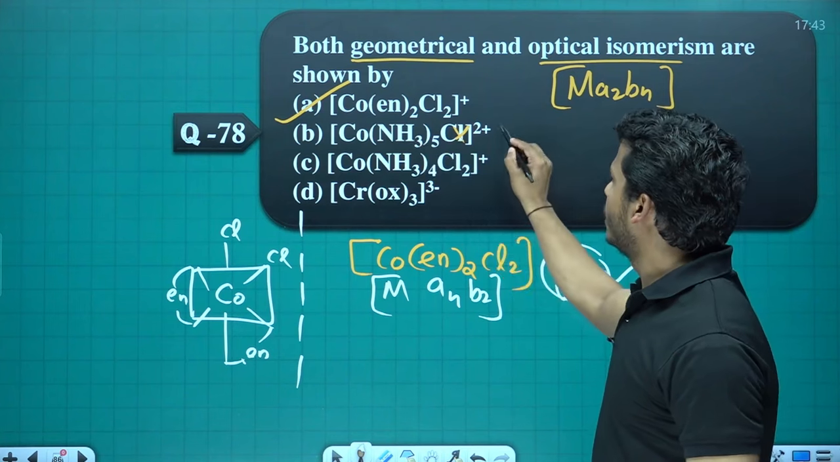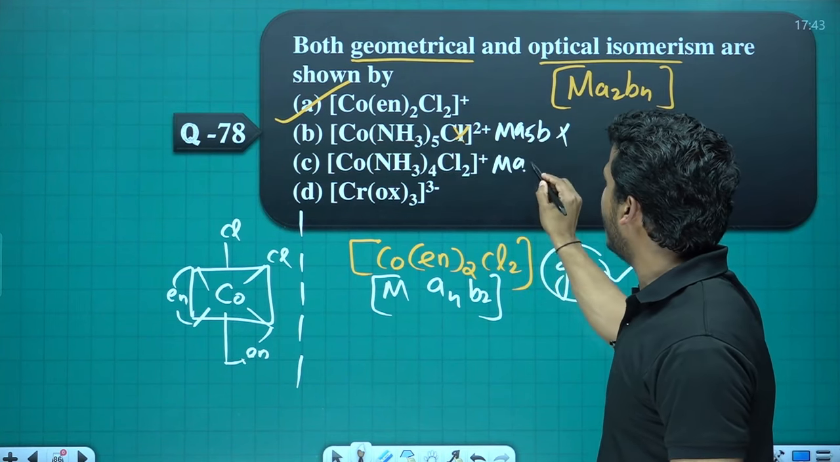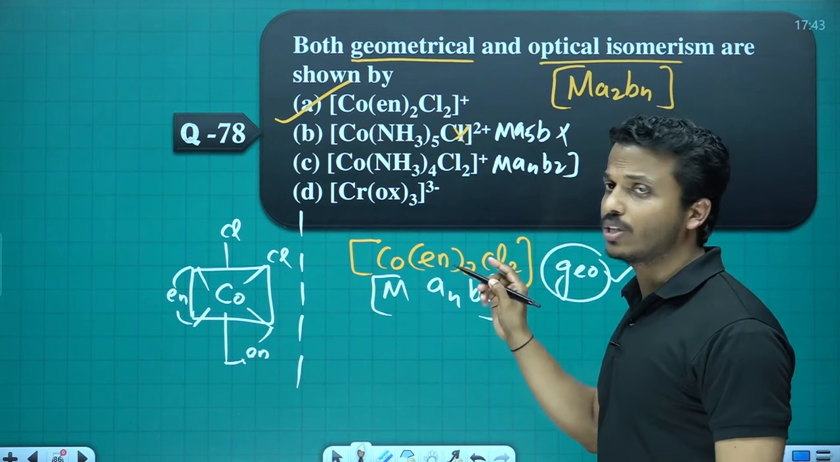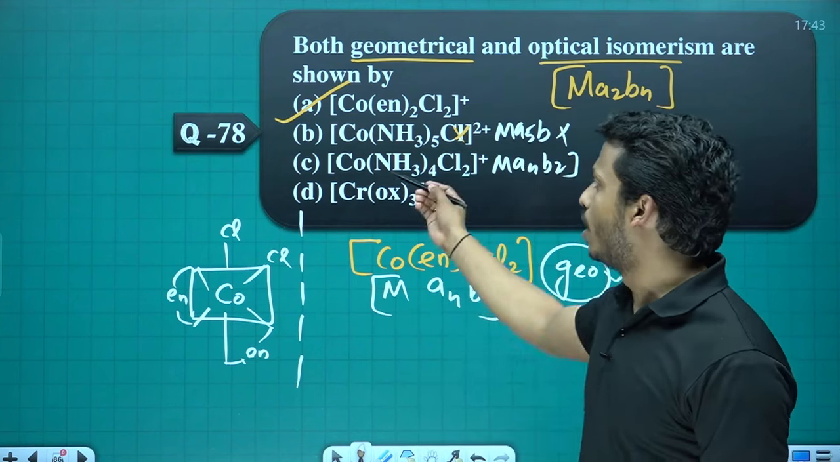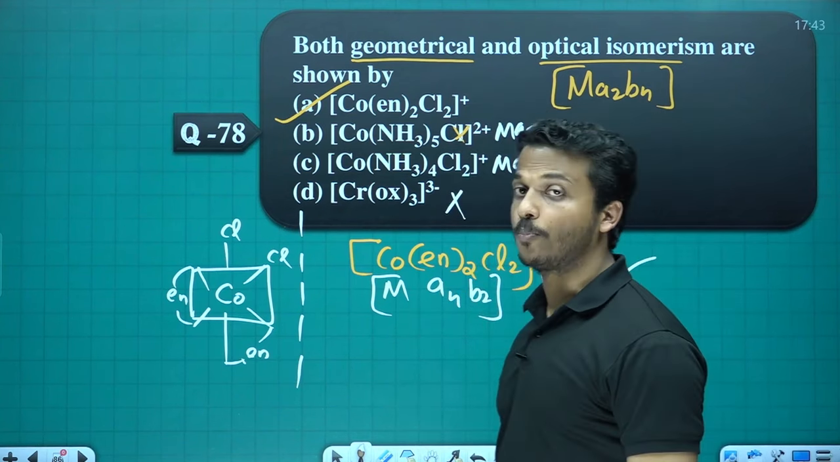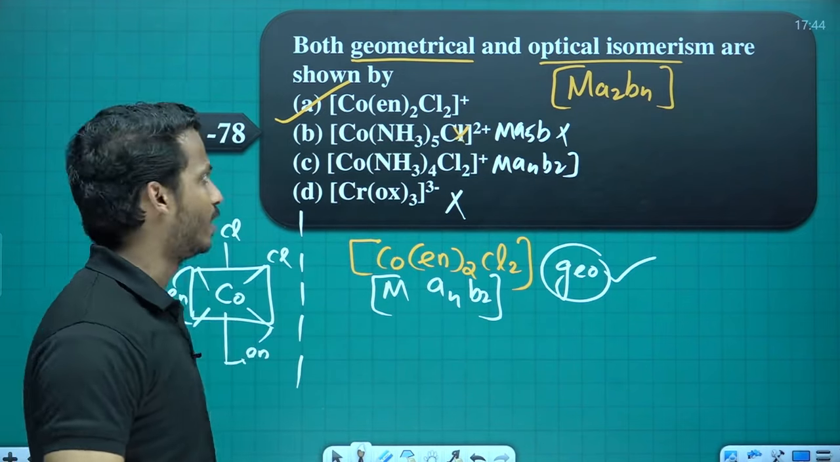Why are the others not correct? This is a type MA5B, it does not show. This is a type MA4B2, it will show cis-trans isomerism, but cannot show optical isomerism because there is no bidentate ligand. This one can show optical isomerism because a bidentate ligand is there, but it cannot show geometrical isomerism.